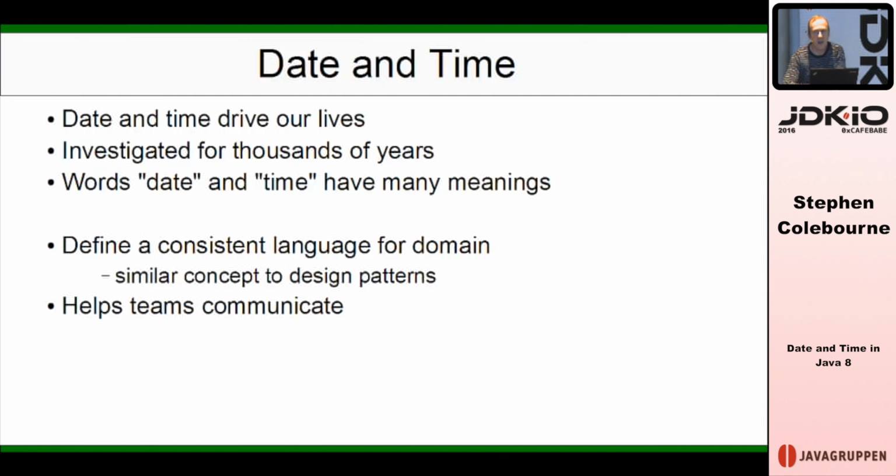So date and time, it drives our lives, and obviously people have thought about dates and times for thousands of years, which as a result means that these words have many different meanings. So part of what Joda-Time did, and part of what the date and time API does, is to define what is a consistent language for this domain in terms of computers. You need that consistent language to be able to communicate.